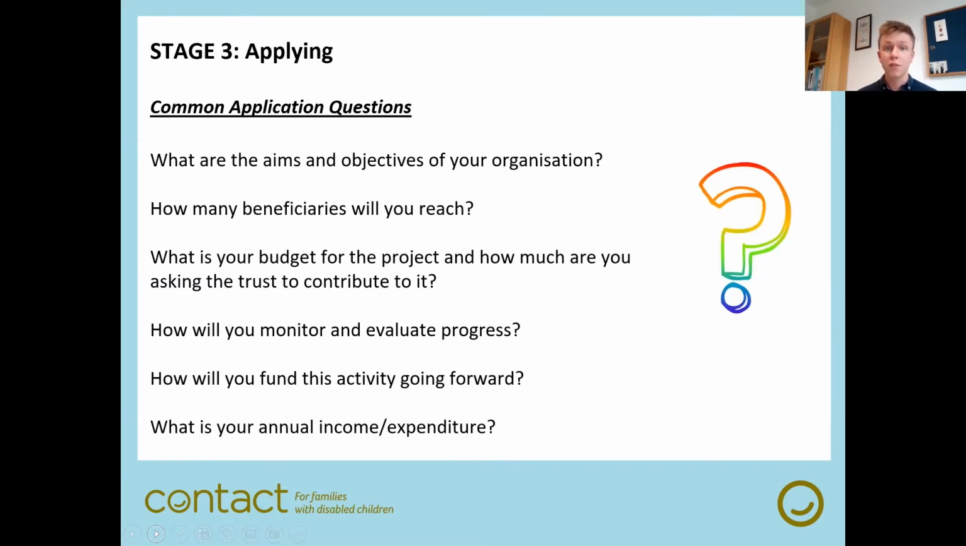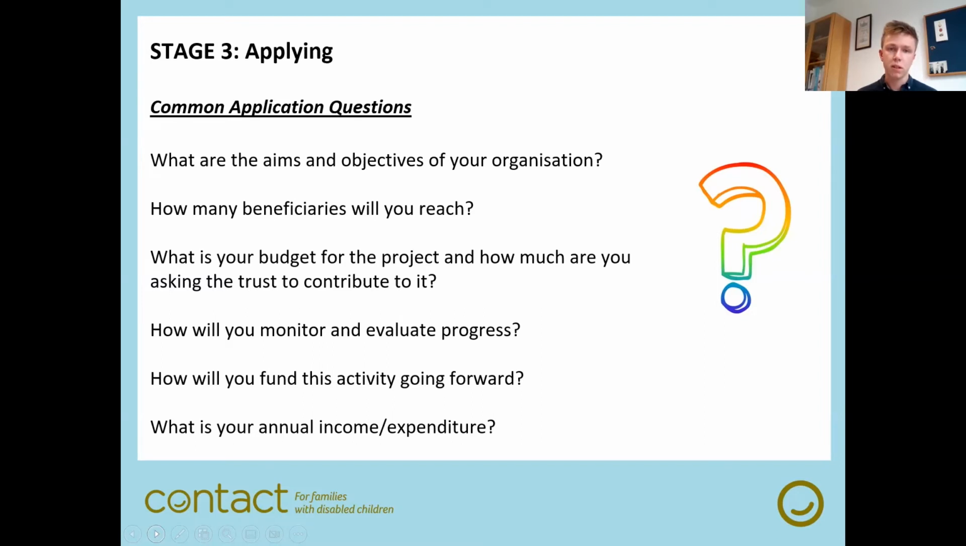The majority of the time you will be asked the basics of what the aims and objectives of your organisation are. But again, you will be asked those specifics. How many beneficiaries will you reach? They may want to know what sort of disabilities the children you'll be working with have. They might want to know their age groups and other little details like that, because that then informs their decision making and whether your ask fits within their funding priorities.